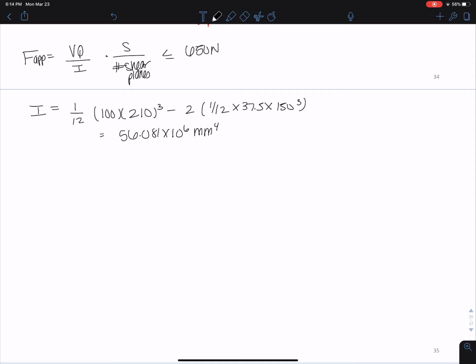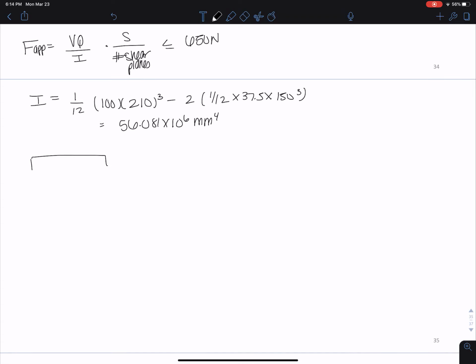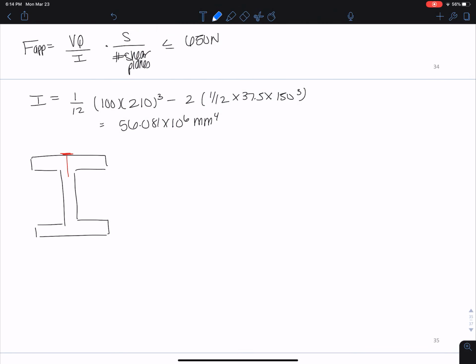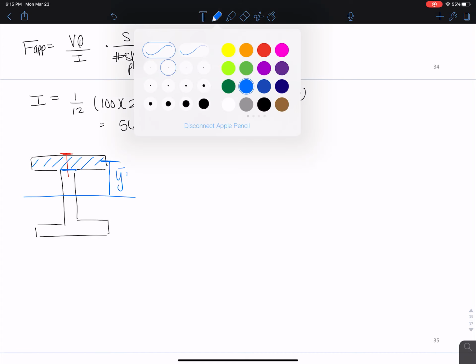Okay. And then we need to find Q because we want to calculate tau where the connectors are. So I'm going to draw this again before we calculate Q, so we make sure we know what location that is going to be. The connector is going to be here, right? So we need to calculate our Q value from here. This would be the neutral axis, that Y bar. Let's call this our option 1, and I'll show you why later.